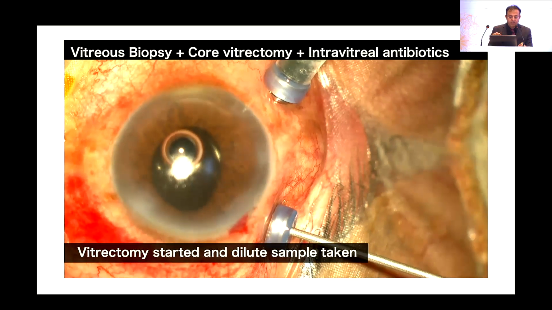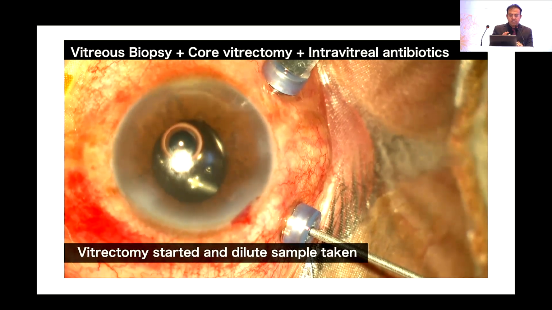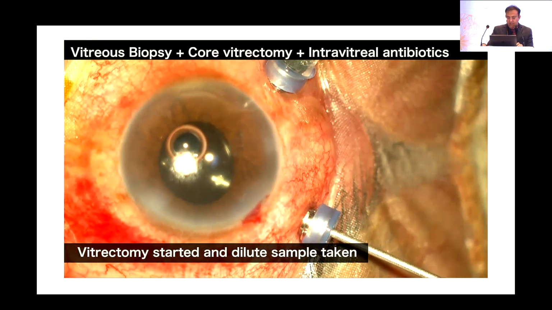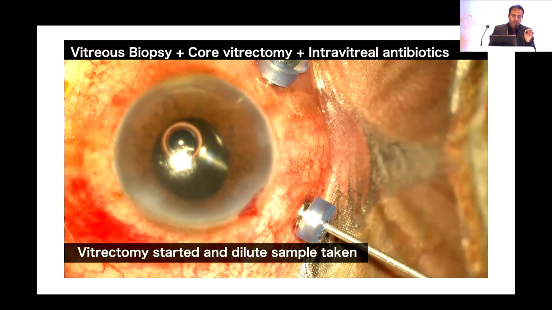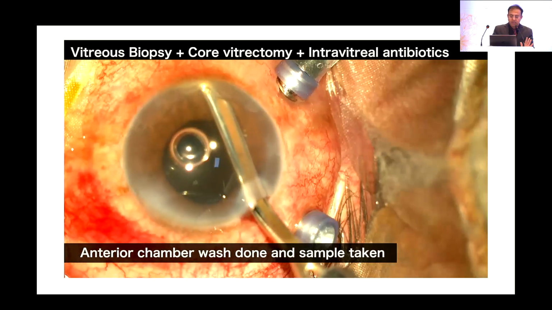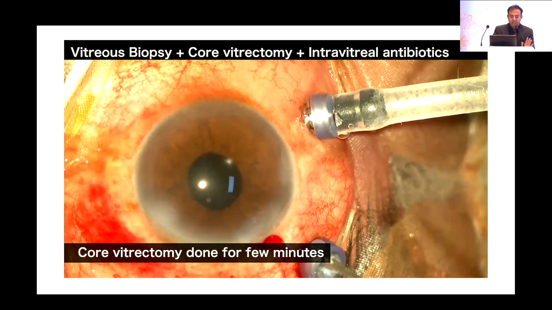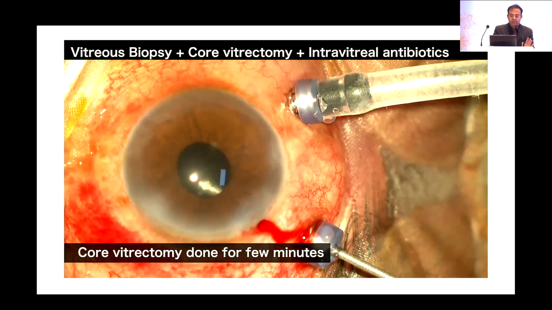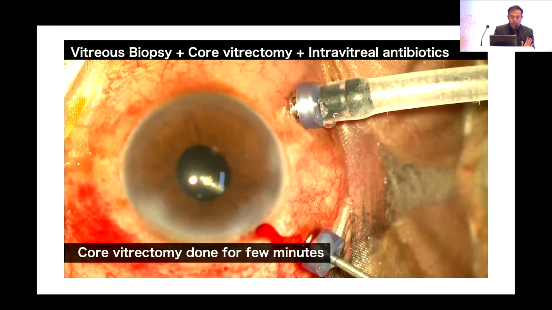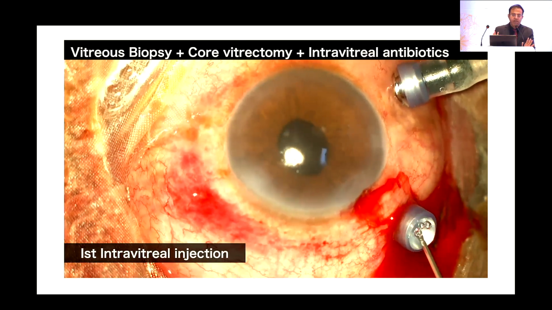You just go in with a cutter. As an anterior segment surgeon, you can actually do it. Just see the opening of the cutter and just use it for 3 or 4 minutes. Just keep on doing it there. And then do an AC wash and an AC clearing. Take the sample. Once you've done this clearing, you can see I'm doing core vitrectomy for a few minutes. And then I'm giving my intravitreal injections.